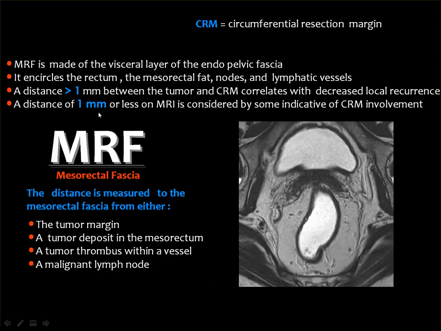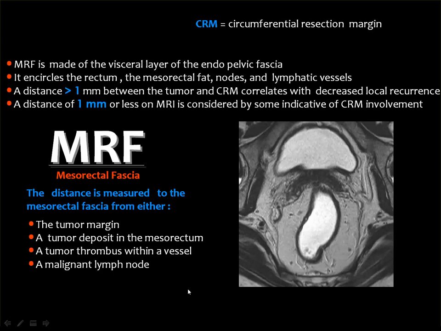A distance of 1 millimeter or less on MRI is considered indicative of circumferential resection margin involvement. That's to say that if you see that the tumor or the lymph node or the vessel has a distance between it and the mesorectal fascia of less than 1 millimeter, consider it involved. And the involvement of the mesorectal fascia is an indication of more probability of local tumor recurrence.